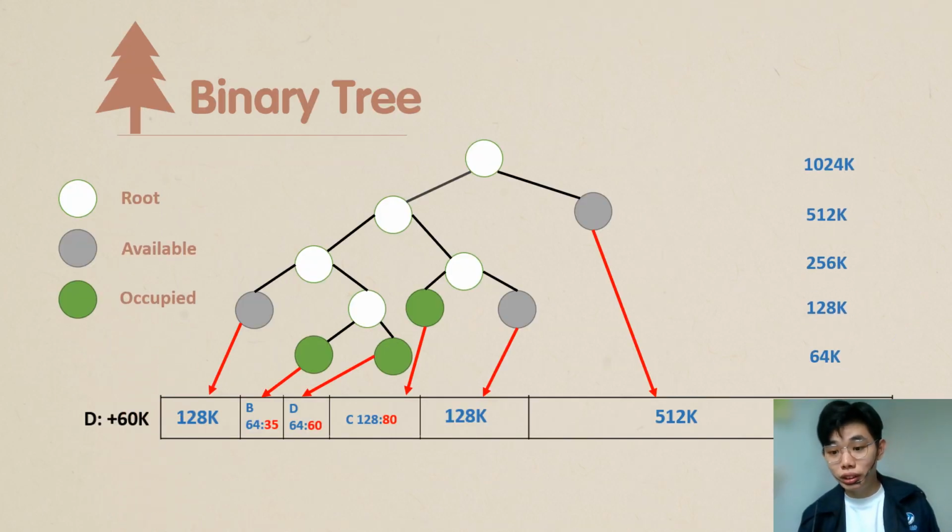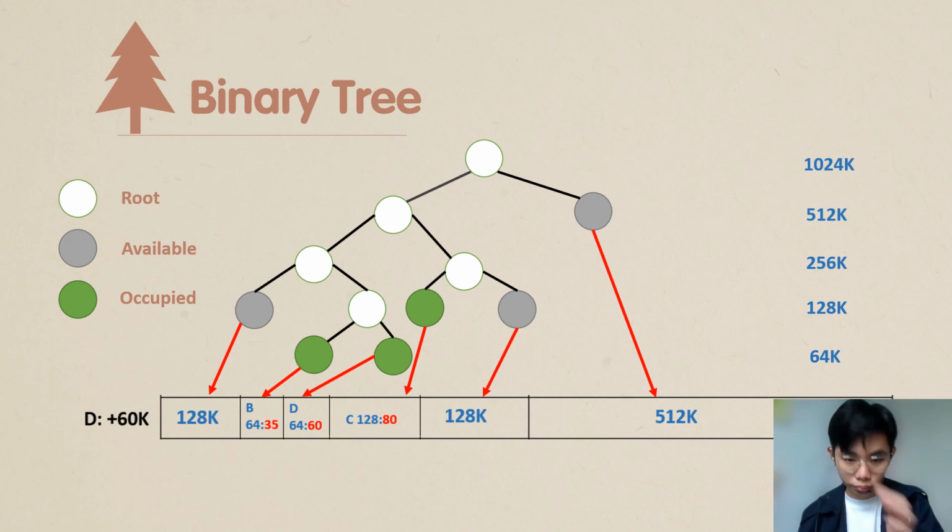So now I would like to further elaborate on the binary tree. The binary tree is something like the expansion of this buddy system. I will just take the fifth bar, D plus 60k, for me to draw the binary tree. From here you can see on the left side I have mentioned root, available, and occupied, in white, gray, and green circles. On the right side you can see the allocation of 1024k, 512k, 256, 128, and 64. These are all allocations based on 2 power of n.